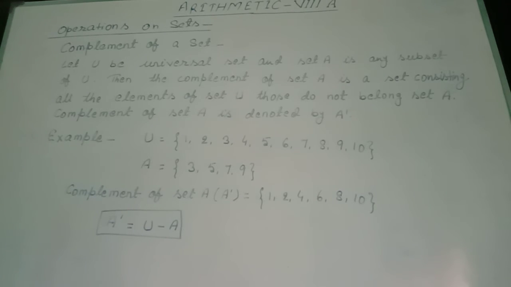And the simple formula to get the complement of set A is universal set minus set A. We can find out the elements of complement of set A from this formula.